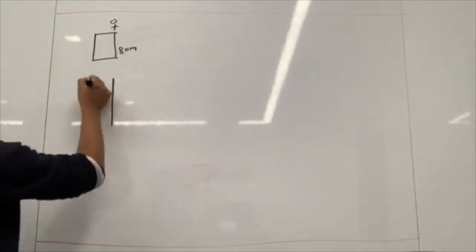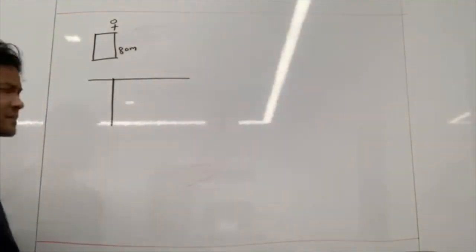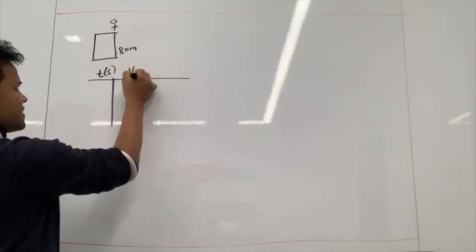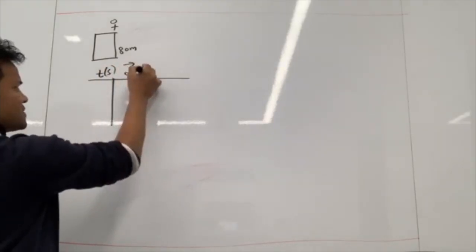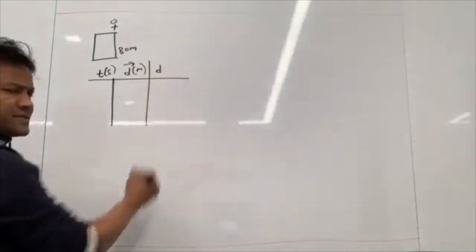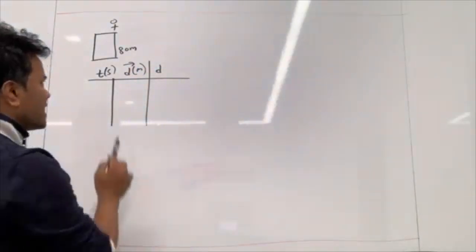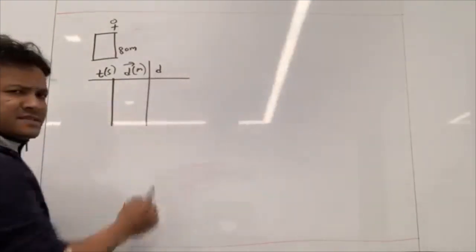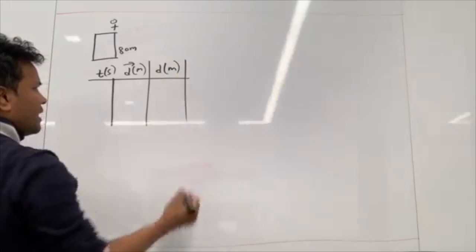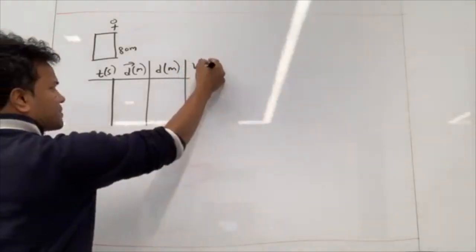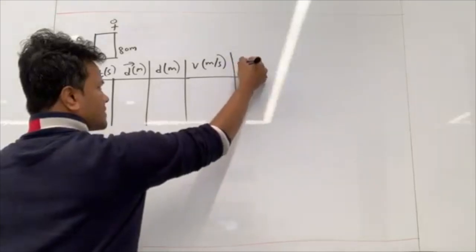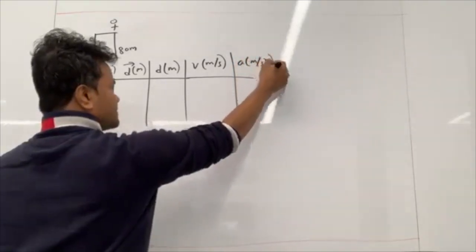First, we're going to write a table. So I have t here, which is in seconds. I have d here, this is the displacement, which is in meters. And I have the distance. Understand the difference between displacement and distance. Okay. So meters. Velocity, meters per second. And the acceleration, meters per second squared.